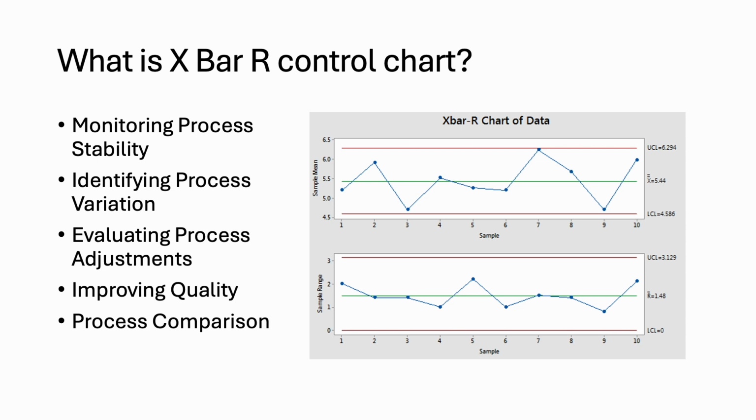Evaluation of process adjustment. After implementing changes to a process, the X bar R chart can confirm if the adjustment led to improvements. For example, after recalibrating an analyzer, subsequent plots show reduced variability, indicating the calibration was effective.